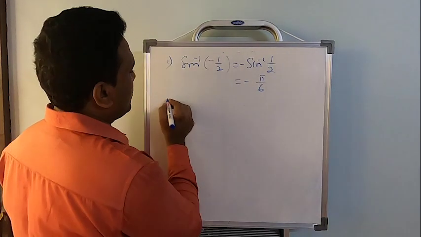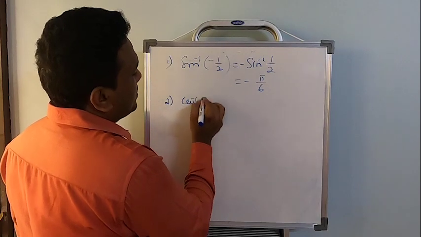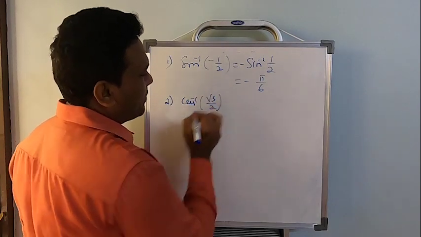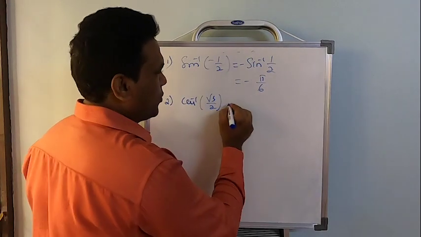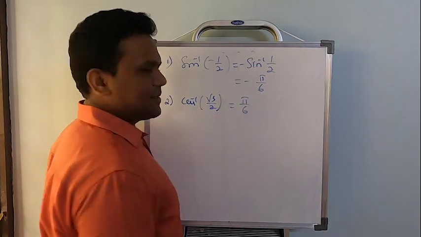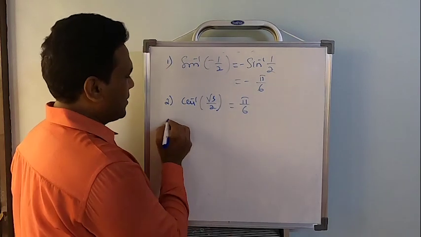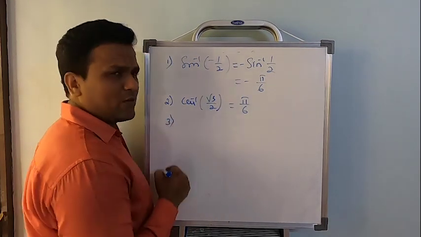Let's have the second problem. The second problem is cos inverse of root 3 by 2. So in the cos table, for which angle are we going to get root 3 by 2? For 30 degrees. That is pi by 6. Correct? There was no negative sign, so things will go simple.